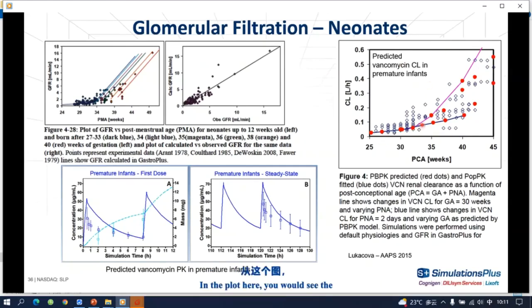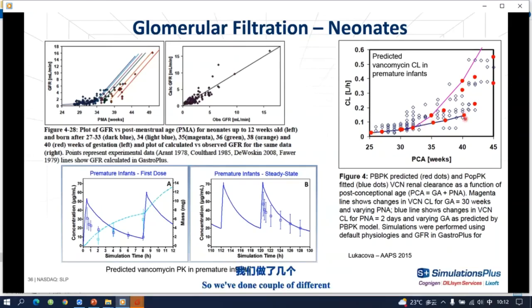In the plot here, you would see the clearances, the renal clearances. We did not have full data, but we did find a publication reporting the clearances from population PK model. Those are the empty diamonds or open diamonds, the blue points here. And the red points are showing predictions for a few of the subjects of specific physiologies from our algorithms in GastroPlus. And we did not have the exact information about the gestational age versus postnatal age. All we knew was the total post-conception or postmenstrual age.